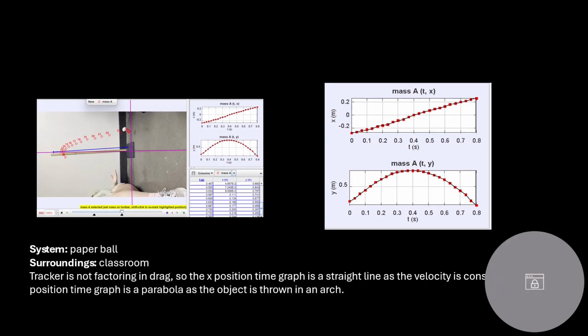Here's my Tracker data. The system in this scenario is the paper ball, and the surroundings are the classroom. Tracker, however, is not factoring in drag, so the x position time graph is a straight line as the velocity is constant, and the y position time graph is a parabola as the object is being thrown in an arch, and there is a net force of gravity working on it. The net force of gravity only works in the y direction, not the x direction.